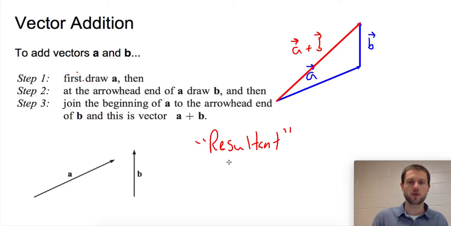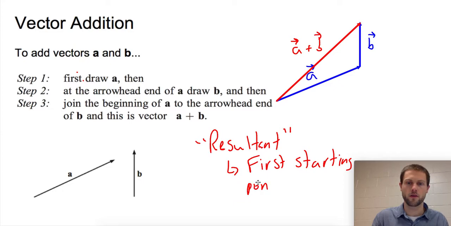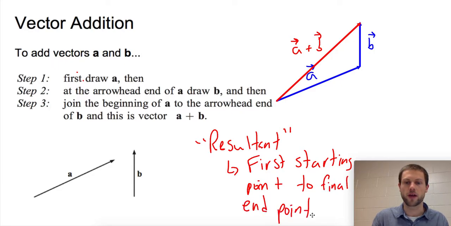And really the resultant is considered to be from the first starting point of all your vectors to the final endpoint. In this example, I added 2 vectors, but I could have added 3 or 4 or 5 or 6. Really, the resultant at the very end is your beginning first point all the way to your ending final point, and that's called the resultant vector. So that's how we add vectors.